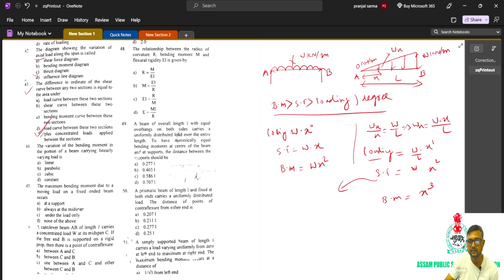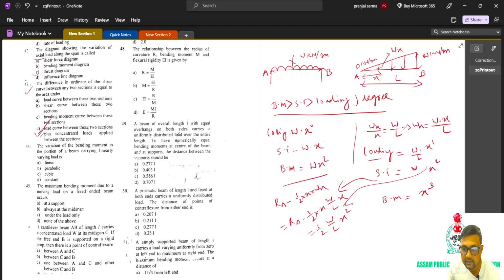You can see also what is shear force here. Shear force, suppose at this location X will be what? RA minus half into X into WX equal to what? RA minus half X. What is WX? WL by X equal to what? W by L X square, right? It's the same, right? So that means what?